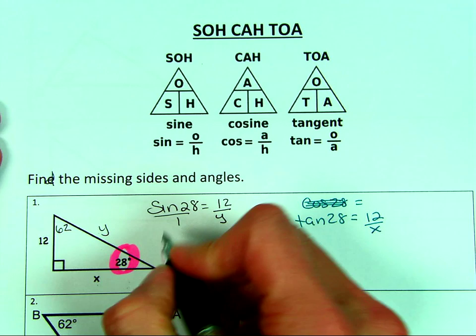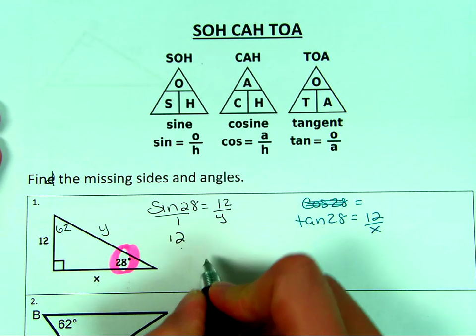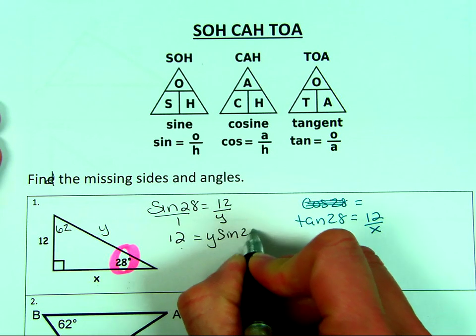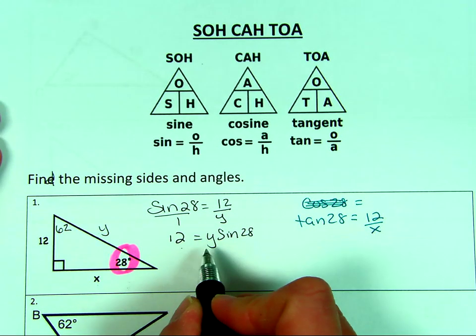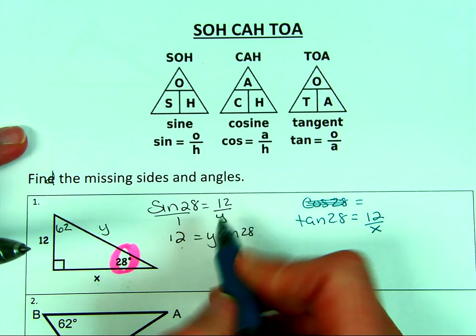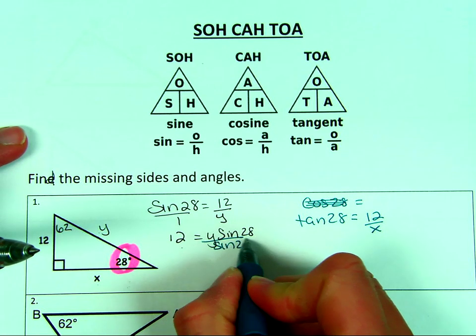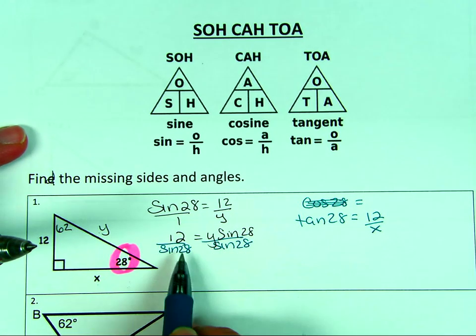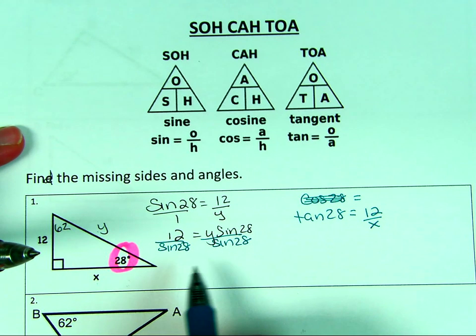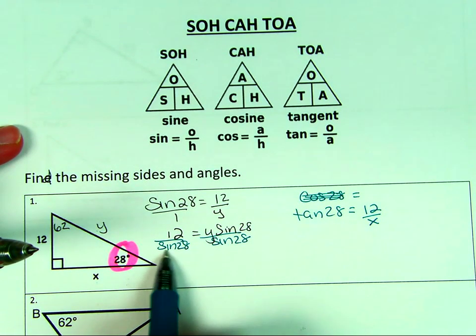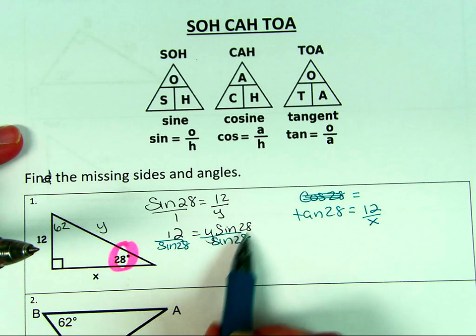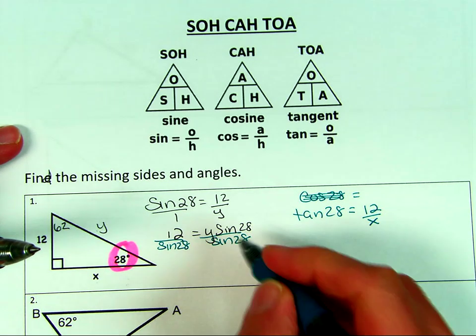So 1 times 12 is 12. And then y times the sine of 28 is y times the sine of 28. I need to get y alone, so I'm going to divide both sides by the sine of 28. Now I know that seems a little strange because your mind is just looking at the 28 if you're just learning this, but remember the sine of 28 is one number. So you don't ever want to separate those. You're not dividing by 28. The 28s won't cancel. You have to divide by the sine of 28.